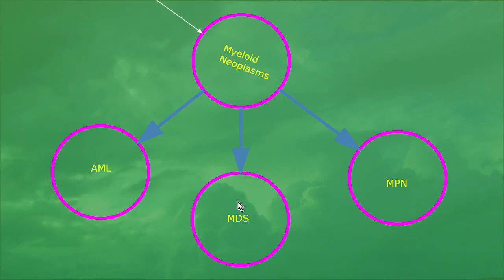MDS, myelodysplastic syndrome, is caused due to ineffective production of myeloid cells, which finally causes cytopenias. And MPN is due to increased production. In myeloproliferative neoplasms, there is increased production of a particular cell. It's usually due to a block in development of myeloid progenitors.